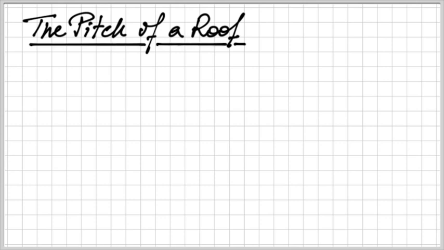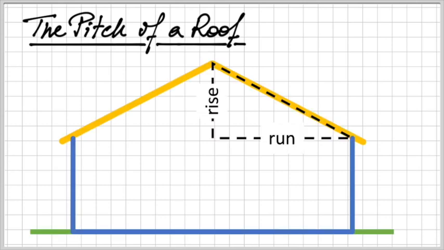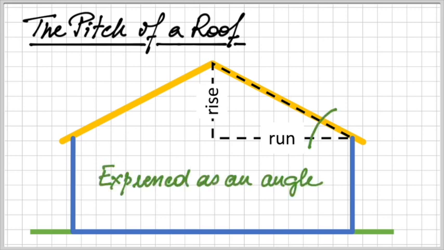The next element that we can look at is the pitch of a roof. A roof here is given by the rise and the run, and typically when we look at a roof, we express the pitch as an angle, the angle between those two sides of the roof. And we've seen that in many applications. You typically see roofs with a pitch of 30 degrees, 45 degrees, and so on, depending on the conditions.